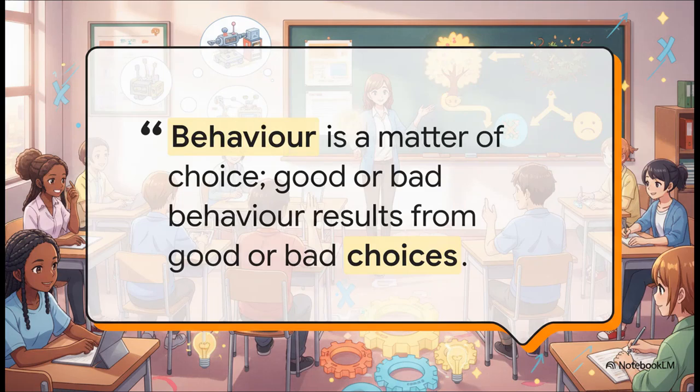Which brings us to a really core tenet from what's known as the success approach. It says, behavior is a matter of choice. Good or bad behavior results from good or bad choices. And honestly, that's a profound final thought for us today. After all the physical staging, all that psychological analysis, and the group dynamic interventions, the ultimate goal of classroom management isn't just to force blind compliance. It's to empower learners to recognize their own autonomy. It's to help them understand that their behavior is a choice they own.